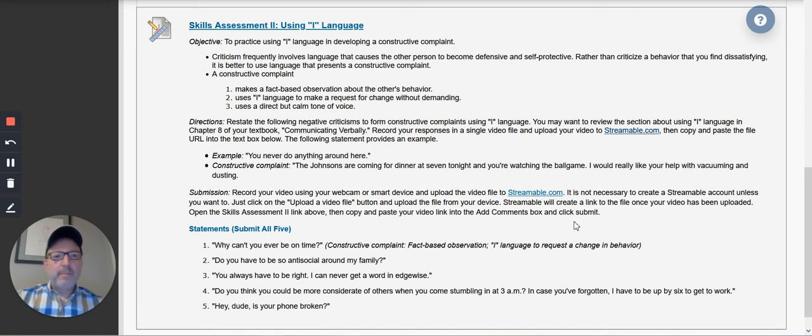So those are your 5 statements. You've got to work with those. Create I statements, making a fact-based observation, deciding what that is, and then add an I statement about what you want the person to do. So that essentially is the assignment. I think just based on the first one, you've got the hang of how you need to record it and submit it. So any questions as you're coming up with these, please let me know.